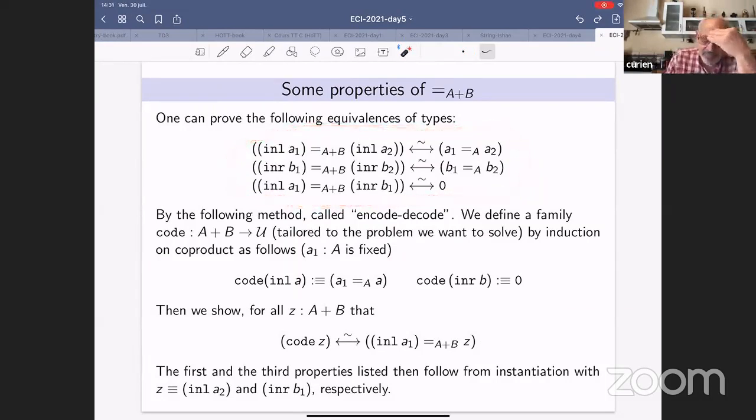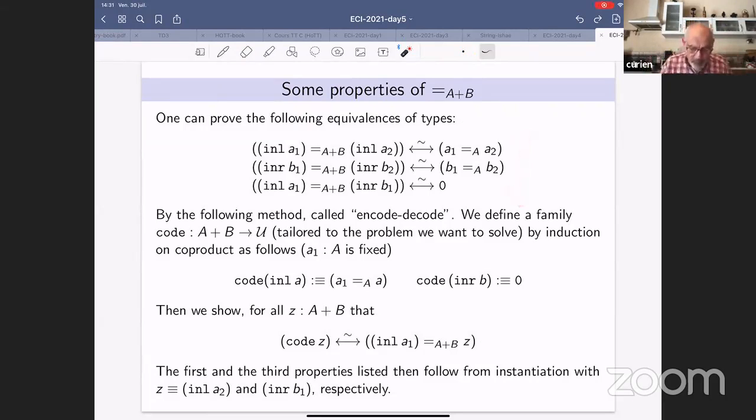So we would like to prove that inl of A1 is equal to inl of A2 if and only if A1 is equal to A2, inr the same thing, and inl and inr cannot be equal. Okay, that's a common sense thing. Now the type theoretical way to say this is that, because these are types, the propositional equality is a type. So we can phrase this in a rigorous type theoretical way by saying that this type is equivalent to this type. This is for all A1, A2, and similarly for the three others. And now, theorem: this holds.